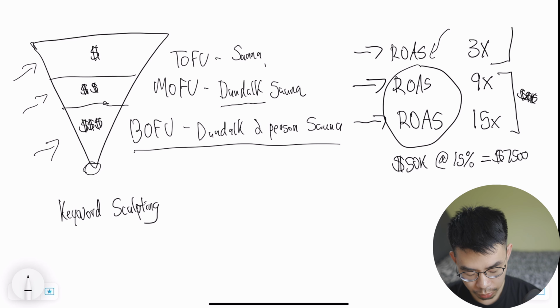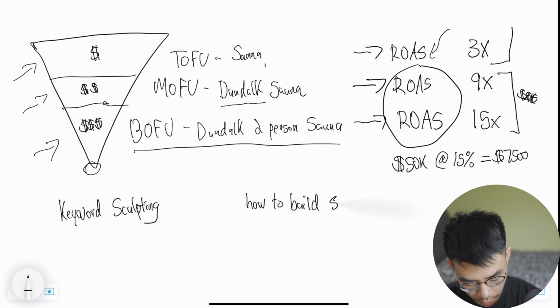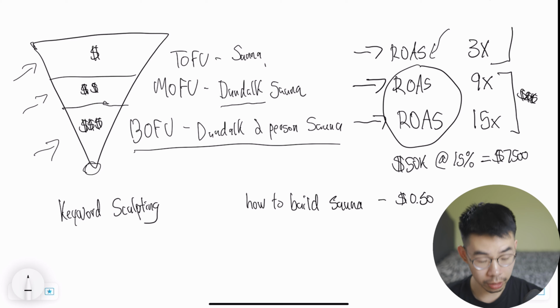Negative keywords just means, for example, if you show up for a search term like how to build sauna, you have to look at the search term. Hey, you got a click for this search term, and let's just say it cost you 50 cents. Okay, and then they click on an ad for your sauna. You might think, hey, they clicked on your ad, they're looking to buy.